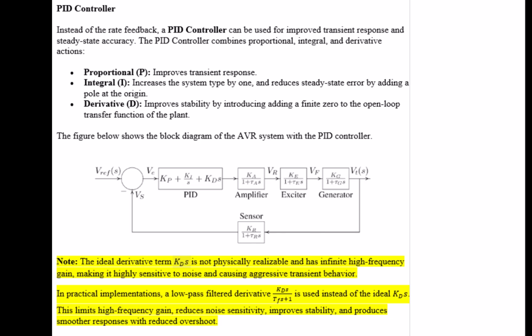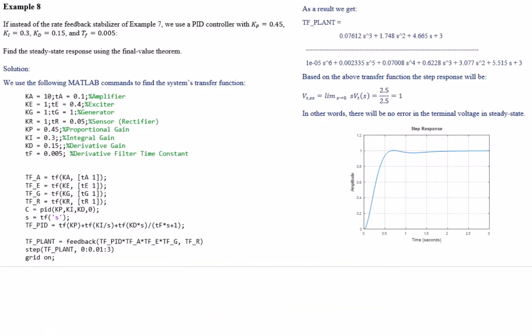And now through this example number 8, we're going to implement those KP, KI, and KD values, and we're going to see that under 2 seconds, we're able to reach the steady state response, and we're going to be perfectly at 1 per unit for the terminal voltage. So this shows you the transition also from a poor AVR to a better AVR using the rate feedback and a much better AVR using the PID control.